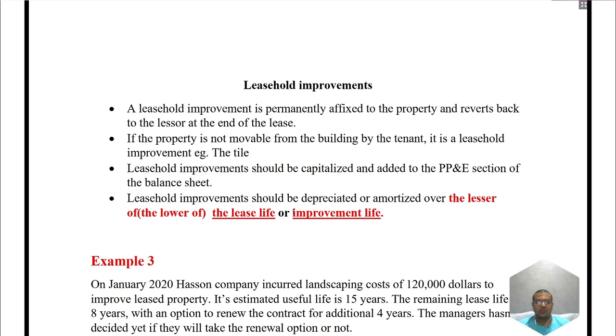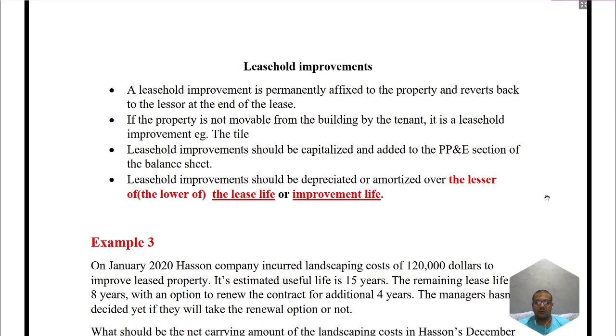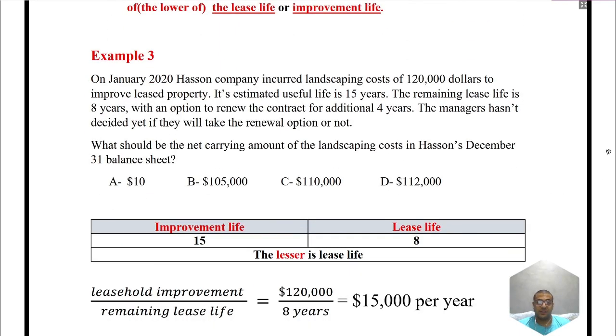This is our general rule. Leasehold improvements should be depreciated or amortized over the lesser of the lease life or improvement life. We're talking about the lessee's perspective. Let's see an example.